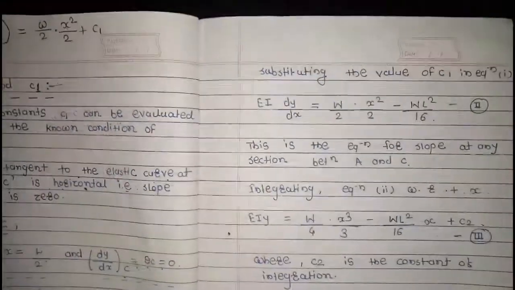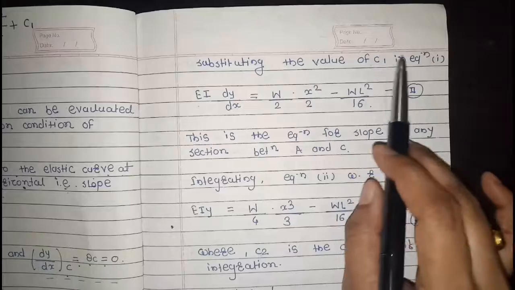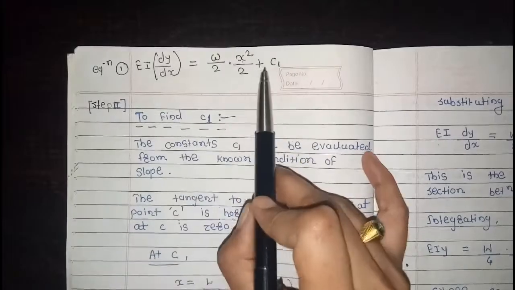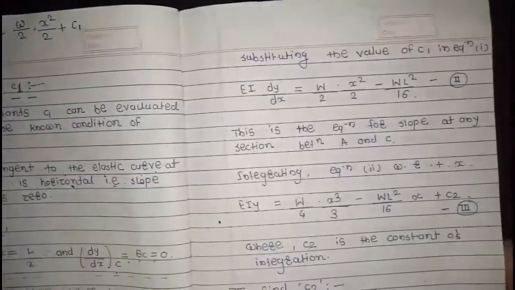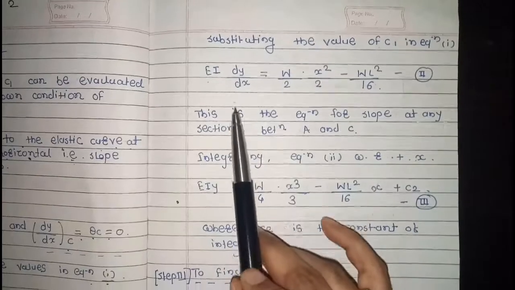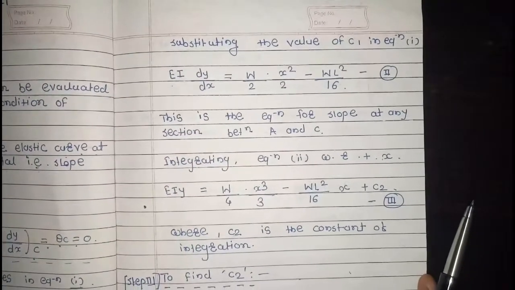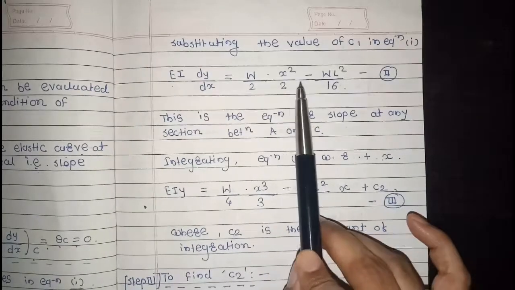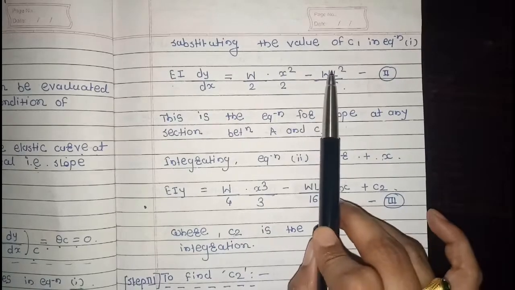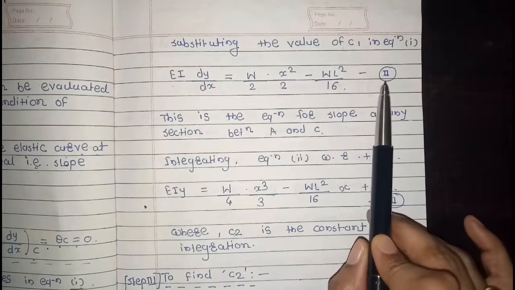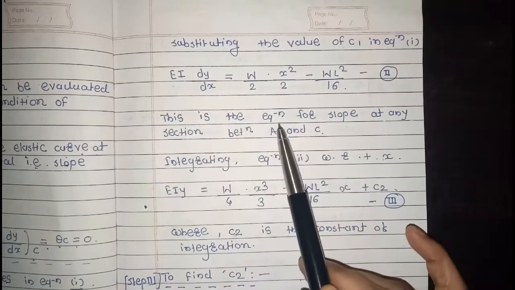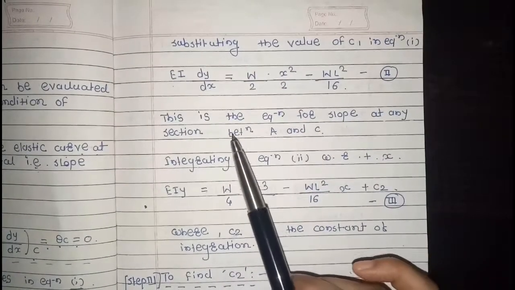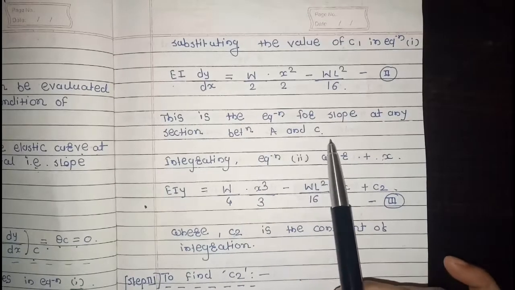So substituting the value of C1 in equation 1. See here, this is equation 1. Put the value of C1 in equation 1. Then we get EI dy by dx is equal to w by 2 into x squared by 2, minus, what is the value of C1? Minus wL squared by 16. This is equation number 2. This is the equation for slope at any section between A and C.